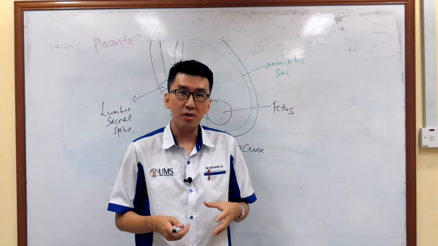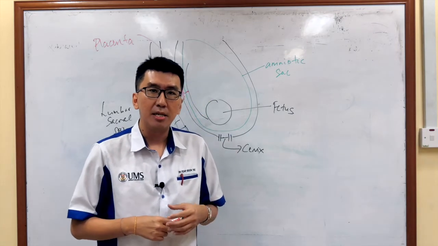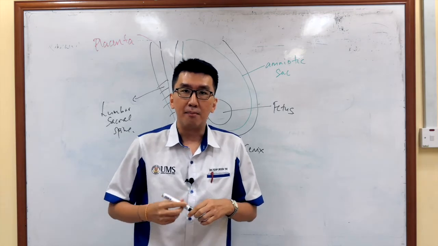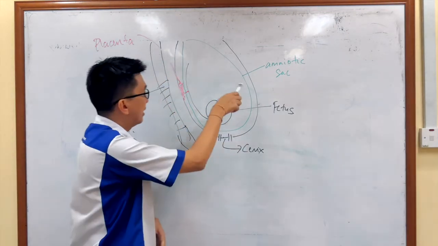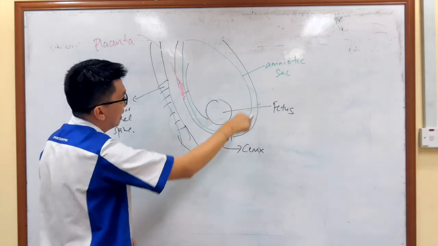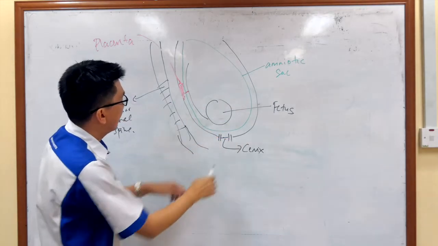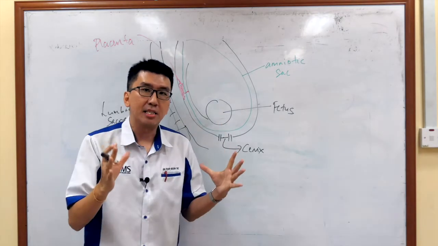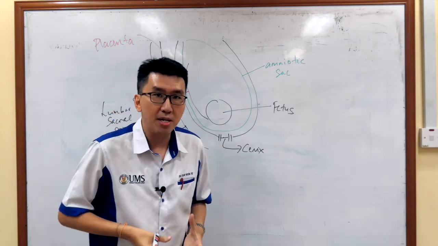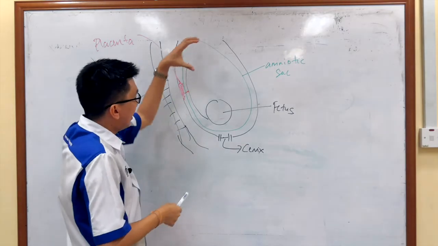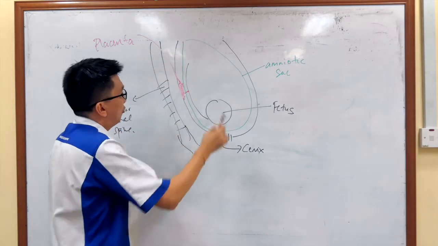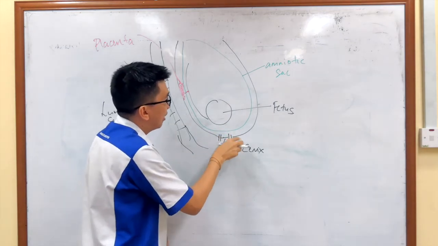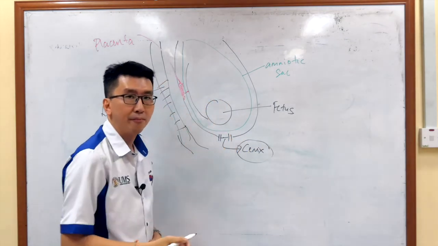So let me tell you further on what happens when the child is term and is ready to be expelled from the mother's womb. So this is the fetus lying inside the amniotic sac. This is the cervix and this is the lumbosacral spine. Because the fetus is fully developed and has become heavier and bigger, there is a gravitational push whereby the fetal weight will descend further and cause the cervix to be stimulated.